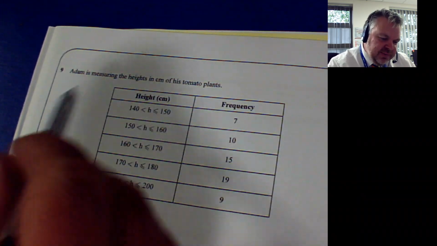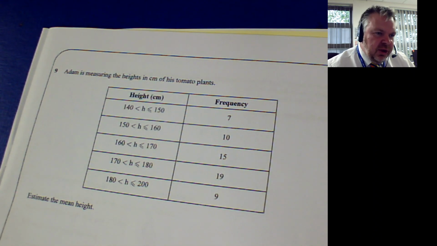Adam. Oh, Adam's cool. He's measuring the heights of his tomato plants. Why wouldn't you, Adam? Absolutely.